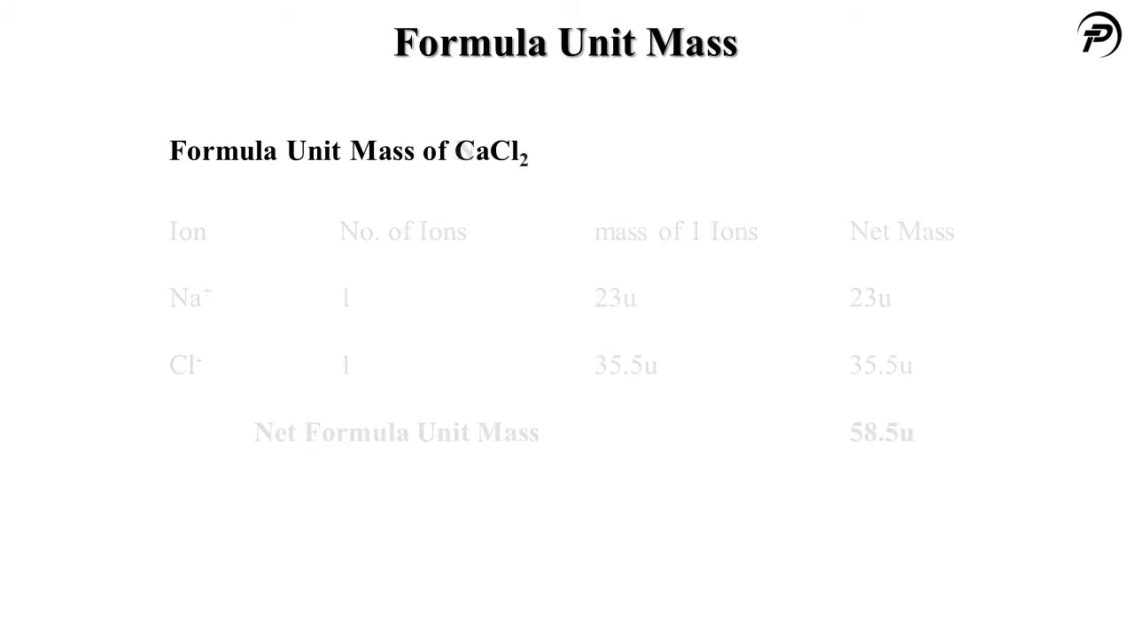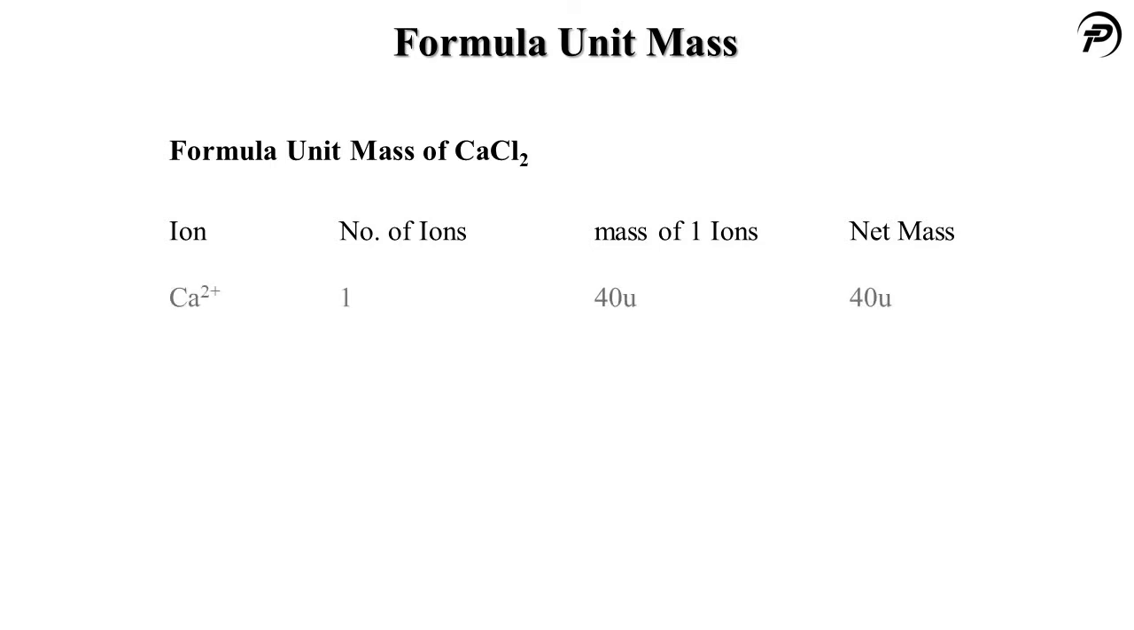To calculate the formula unit mass of calcium chloride, similarly we will calculate the masses of every ion of the compound and sum them together. The mass of calcium is 40 and the mass of chlorine is 71, hence the formula unit mass of calcium chloride is 111 u. So this was about molecular mass and formula unit mass.